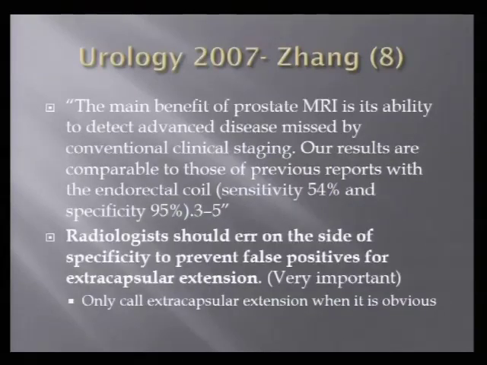So here's the quote from that. The main benefit of prostate MRI is its ability to detect advanced disease missed by conventional clinical staging. Our results are comparable with those of previous reports for endorectal coil. And that's my verbiage there, not there. I'm just trying to say you should err on the side of specificity to prevent false positives for extracapsular extension if someone's going to be ordering these studies.